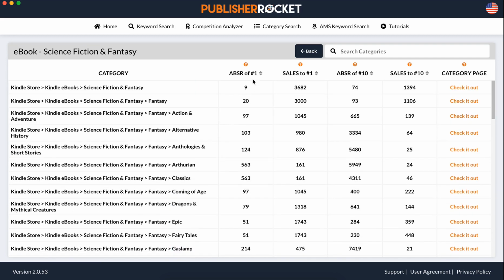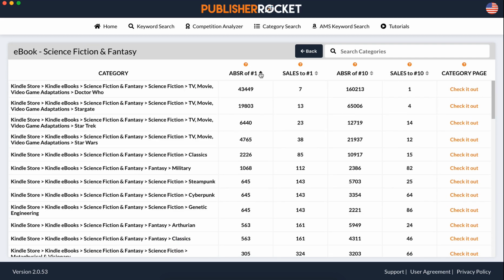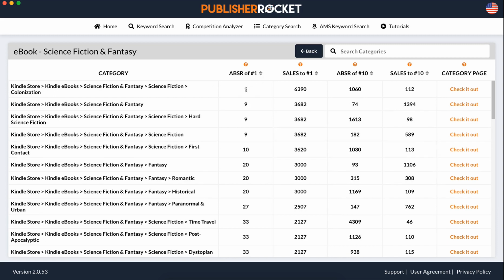So what we're going to do is go and do the ABSR, and we're going to get the lowest one first. So it looks like the number one book in the Kindle store is a sci-fi colonization, but the ABSR of number 10 is 1,000. It's only selling 100, whereas this one is selling over 6,000. So it's not that this specific subgenre here is super duper popular. It's just that there's at least one popular book, and again, we can check it out.